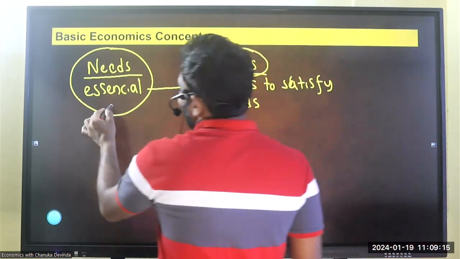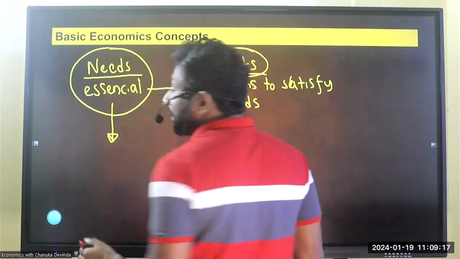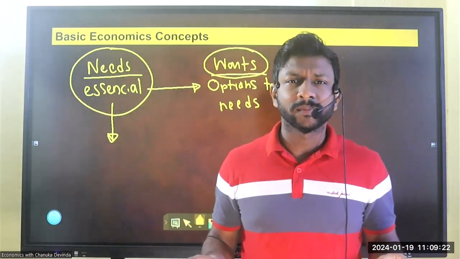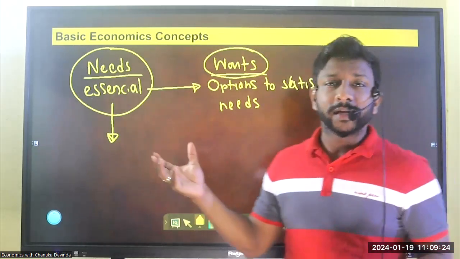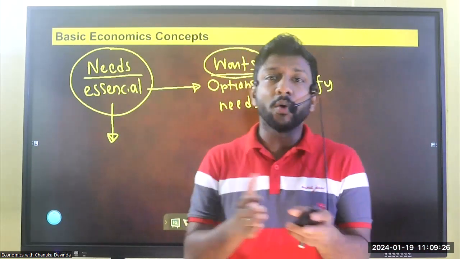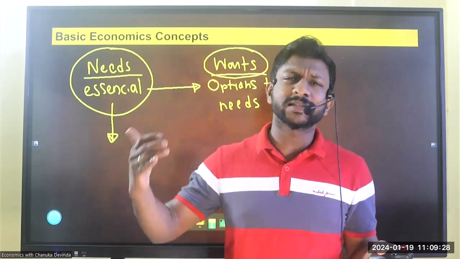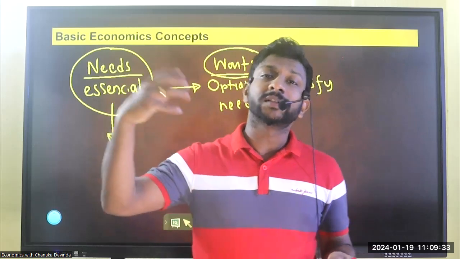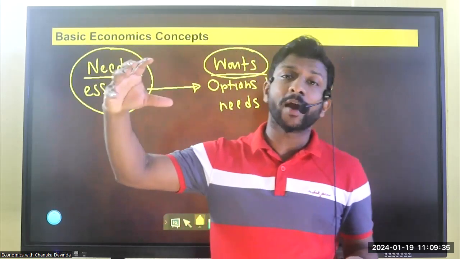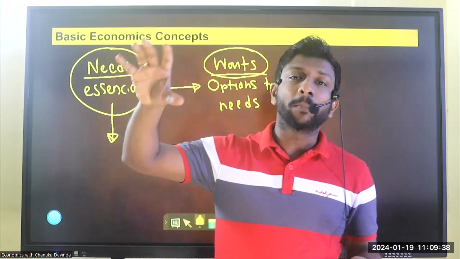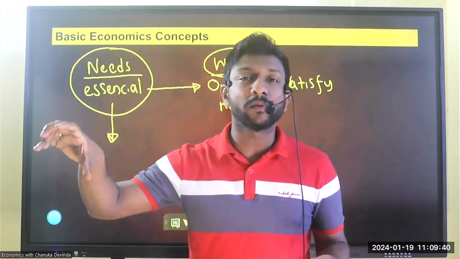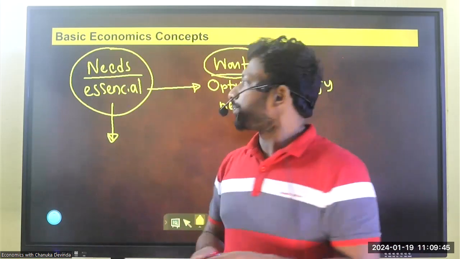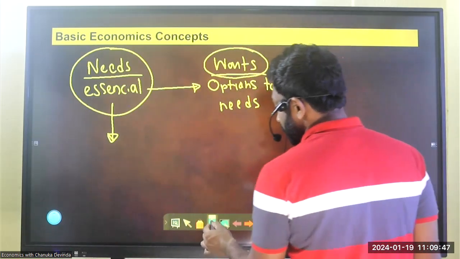Actually, needs are limited. There are no many needs. But when it comes to wants, they can be classified into so many types. There are so many varieties through which we can satisfy our needs. That's why we call wants unlimited. That's why the problem of scarcity arises, because wants are unlimited, right? We'll study about that.